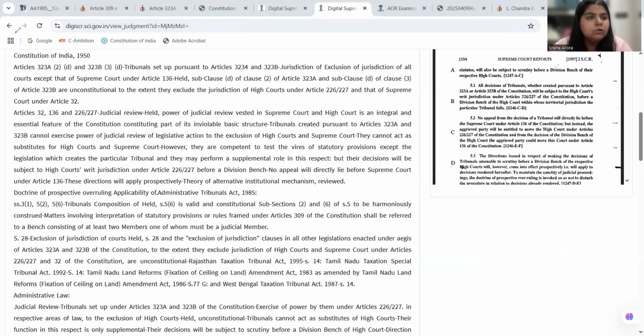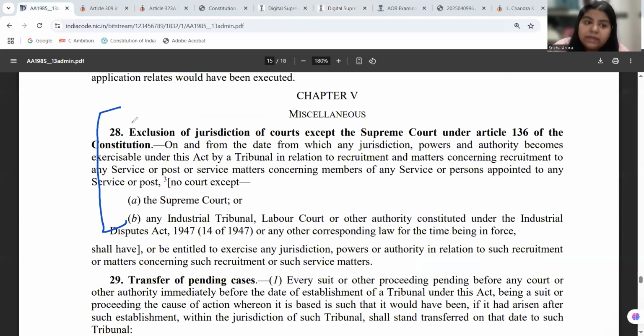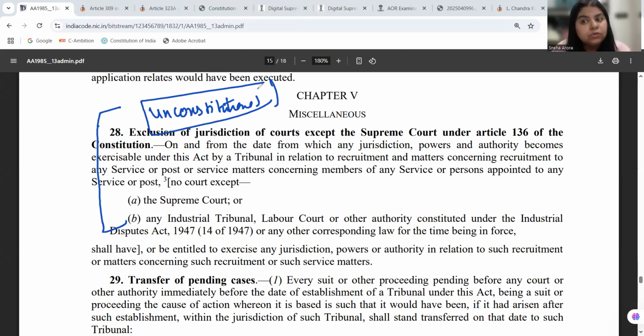So with this, the court also held in the Chandra Kumar case that Section 28 of the Administrative Tribunal Act is unconstitutional to the extent that it bars the judicial review of the High Court or Supreme Court, so that it bars the Article 32 or 226 jurisdiction of the Supreme Court or High Court, respectively.